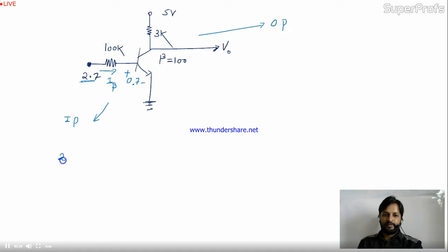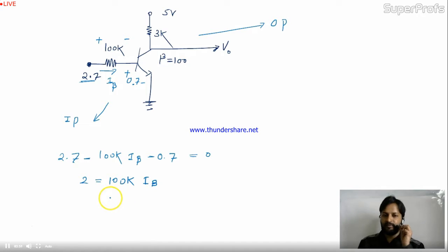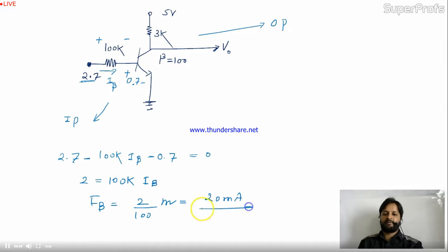I'll start with 2.7. So it is 2.7 minus 100K into IB. Why am I taking minus? Because the drop in the 100K is like this. And I'm getting 0.7 over here and then to ground, so this is all about 0. 2.7 minus 0.7 is 2, equal to 100K times IB. So IB is 2 divided by 100K.